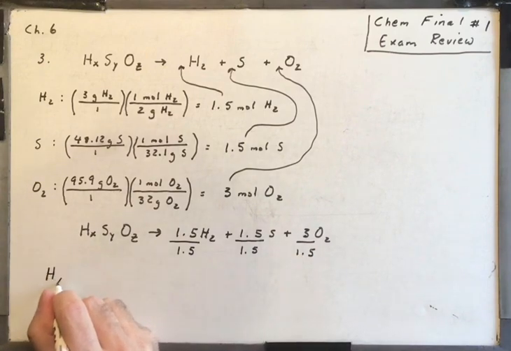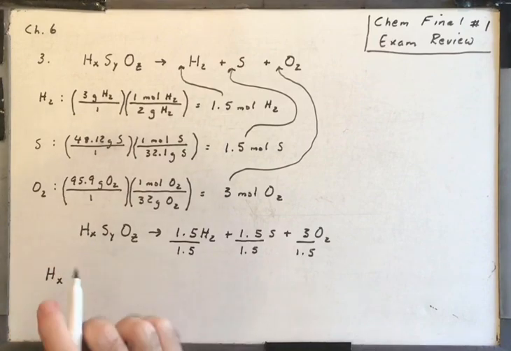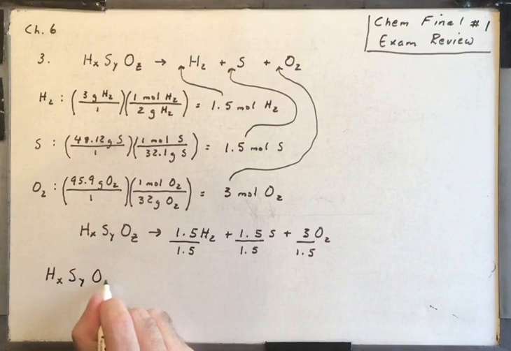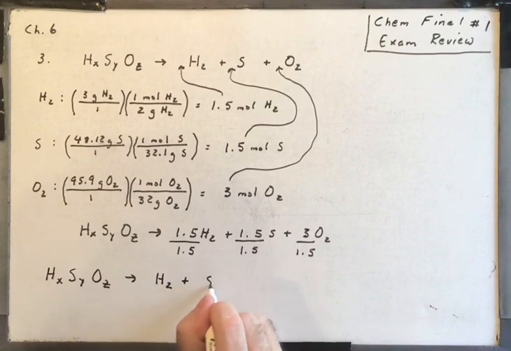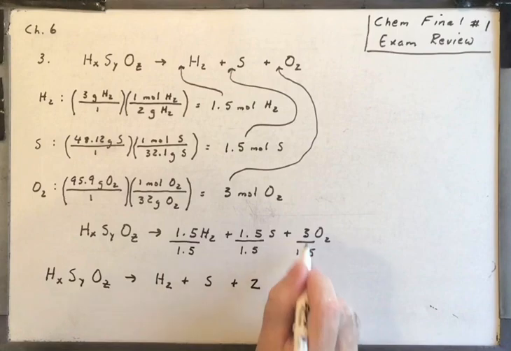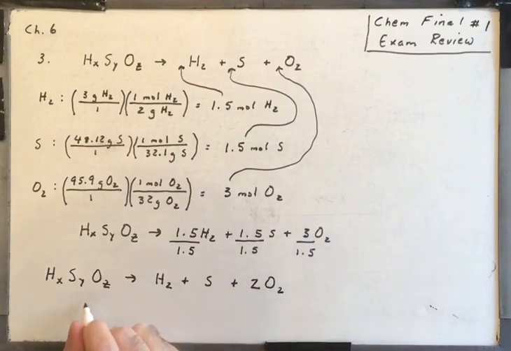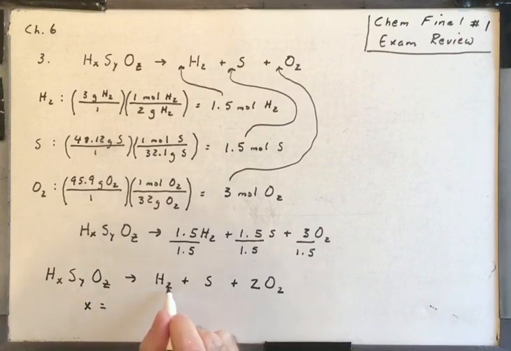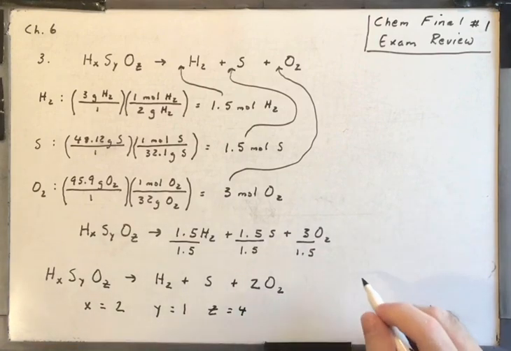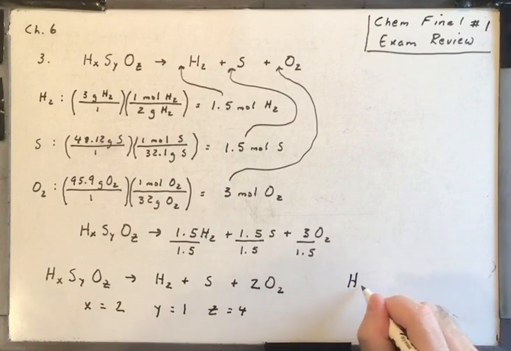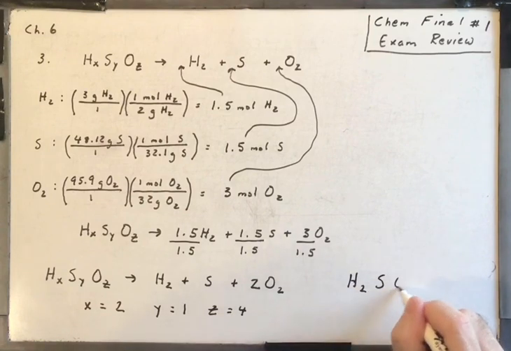So that would be H sub X, S sub Y, O sub Z makes 1.5 over 1.5 is just 1, so H2 plus S plus 2, 3 over 1.5 is 2, O2. So what is X? You just count up that right there. How many hydrogens do we have? It's 2. What is Y? How many sulfurs do we have? We have 1. And what is Z? How many oxygens do we have over here? Well, we have 2 times 2. It's 4. So our formula would be H2, because that's X, S, O4.